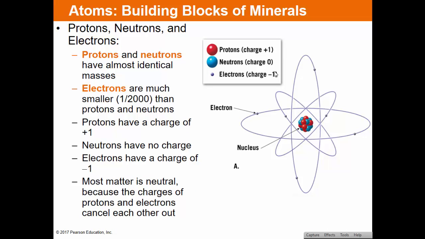All right, protons, neutrons, and electrons. Protons and neutrons have almost identical mass. They're big. Electrons are much, much smaller. Protons have a positive charge, neutrons have no charge, and electrons have a negative charge.